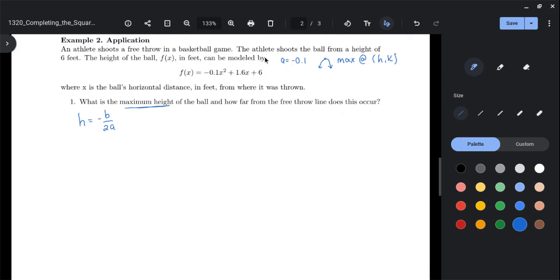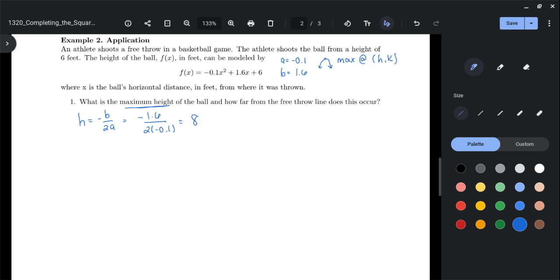So we already found what a is. B is going to be our coefficient of our x term, and that is 1.6. So calculating h, we get -1.6 divided by 2 times -0.1. And when we plug that into our scientific calculator, we get a positive 8.